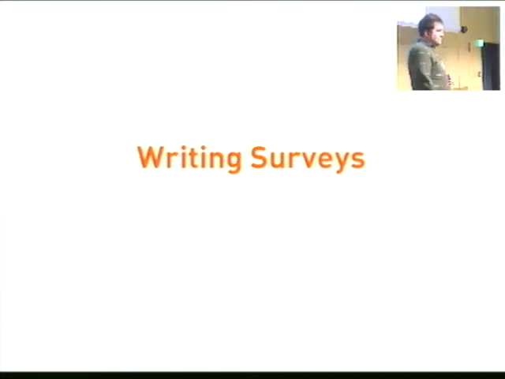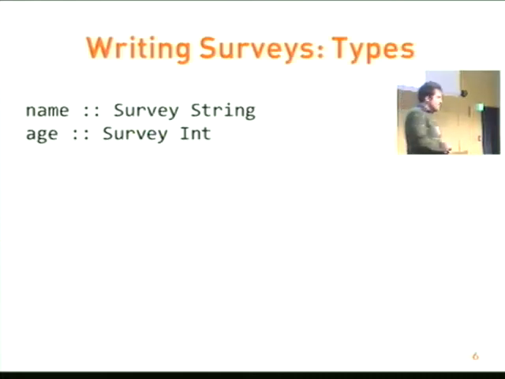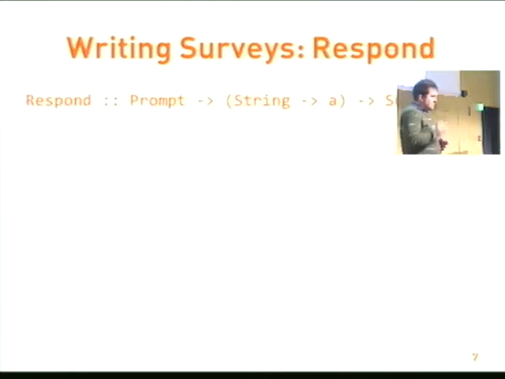So writing surveys. We can imagine two very simple surveys. Probably the simplest, the smallest surveys possible would ask one question. In these cases, these would be the types for surveys asking for the respondent's name and age. And you can see the type signature uses string and int. You can already tell that this is a parameterized data type. And this makes sense. These would be the parameters, the result of this survey.